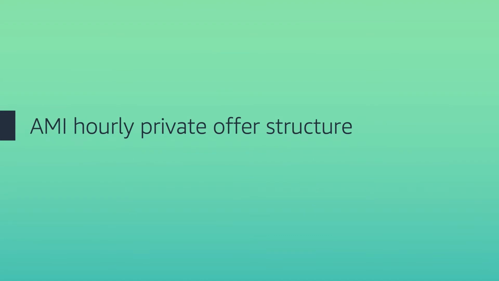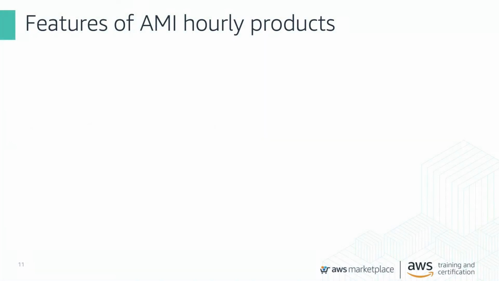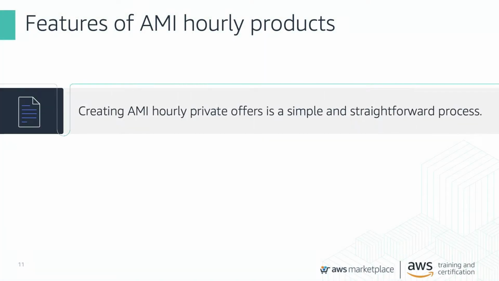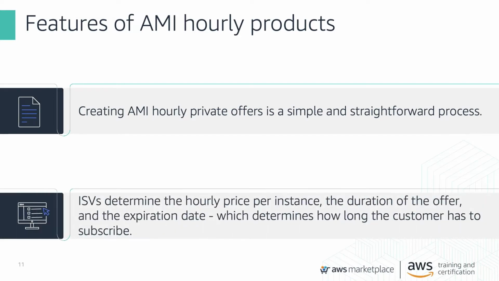Now let's look at how AMI hourly private offers are structured. Creating AMI hourly private offers is a simple and straightforward process. ISVs determine the hourly price per instance, the duration of the offer, and the expiration date, which determines how long the customer has to subscribe.